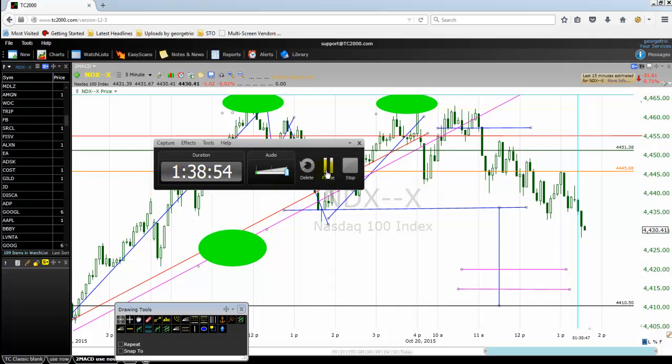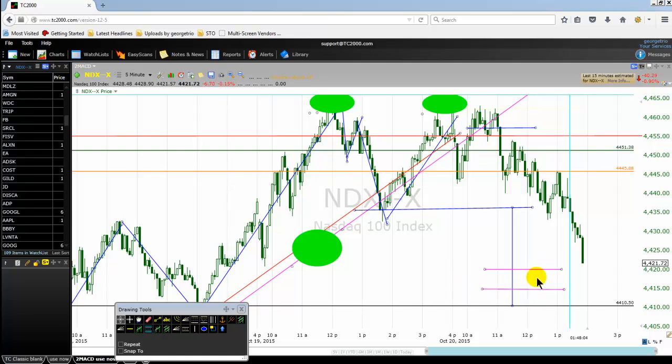Okay, traders, as you can see, the price is now at 4421, approaching the first target. I'm ready now to close this trade. That will be the second trade that we took at 4451. Stop loss at 4466. It's now at the target zone. Here it is. I'm closing this trade now. I'm out of this trade at 4420. That was a successful, beautiful trade.